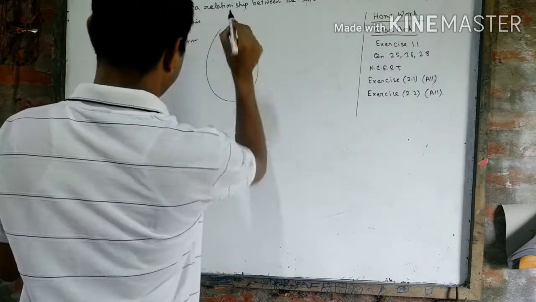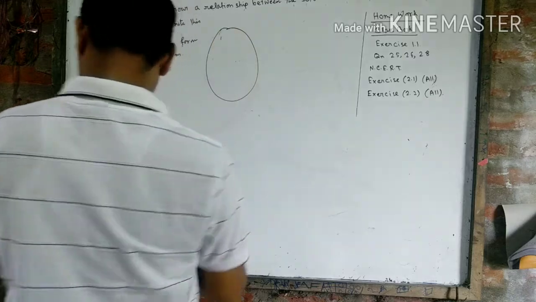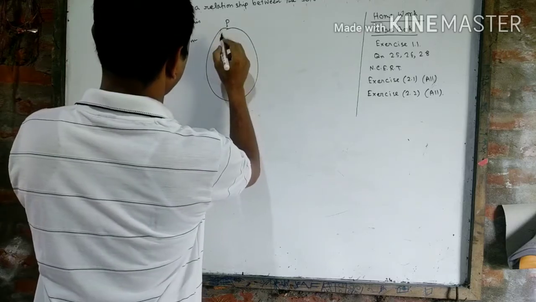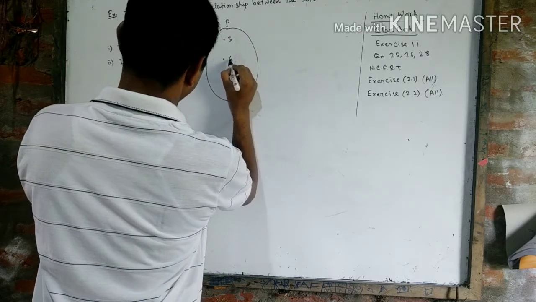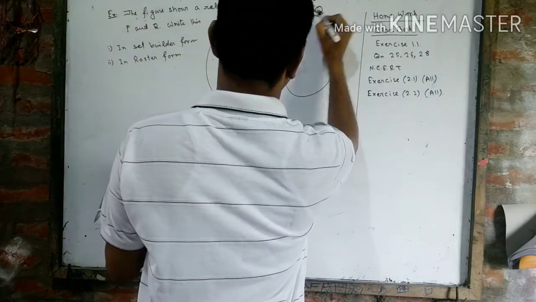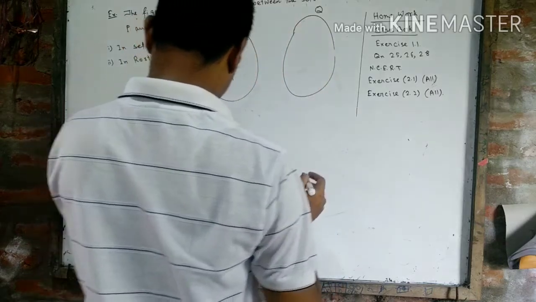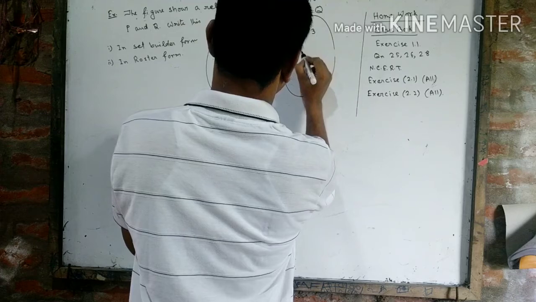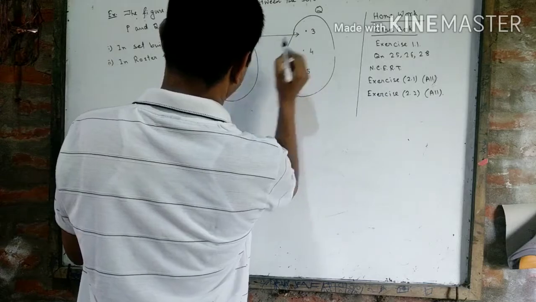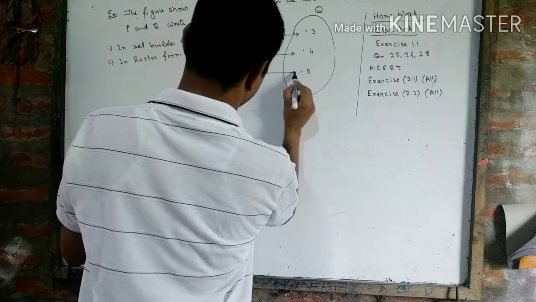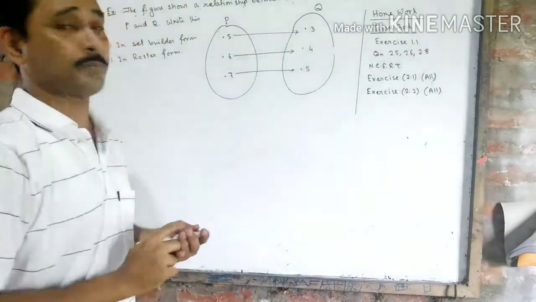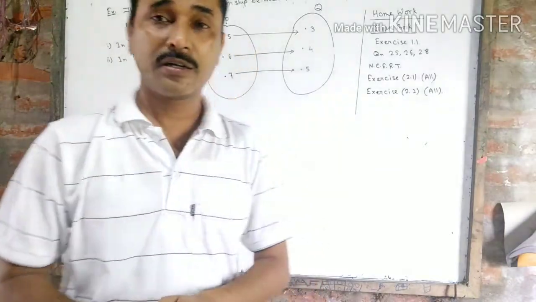So this is the relation as defined in the question. What is the set P? The set P consists of 5, 6, 7, and the set Q consists of 3, 4, 5. The element 5 is related to 3, 6 is related to 4, 7 is related to 5. Okay. So this is the question. We are to represent this by set builder method and by roster method.